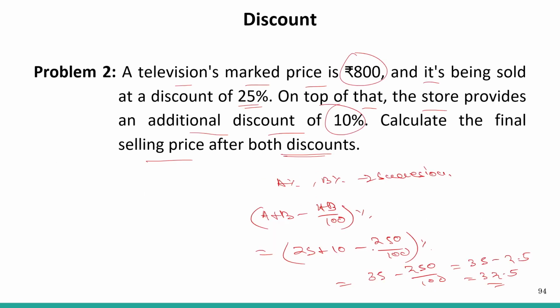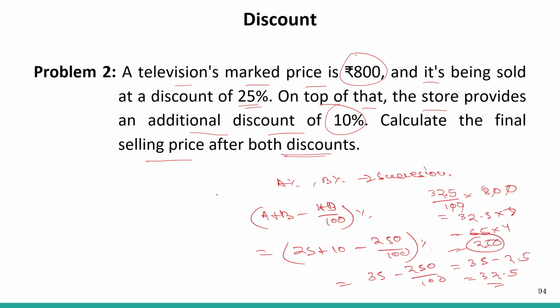If we apply this, the original price is 800. So 32.5 by 100 into 800 will give us the discount amount. Cancelling the zeros out, we are left with 32.5 into 8. 32.5 into 2 is 65. 65 into 4 is 260.